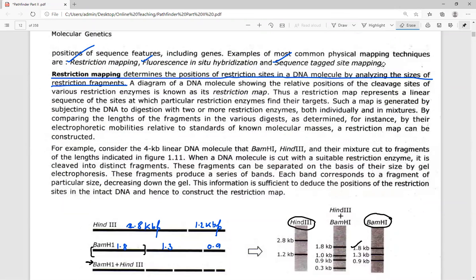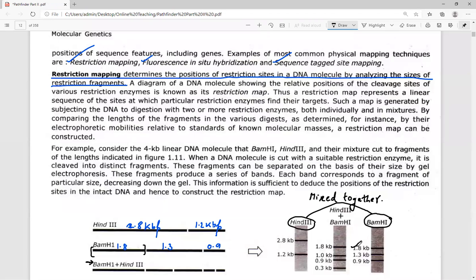Sorry for the disturbance caused. These two have been combined together, mixed together, and then used. Then what is going to happen? 2.8 and 1.2 are going to be cleaved. Now this 2.8 would be cleaved in the form of 1.8.